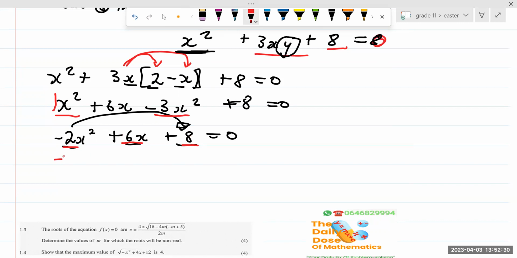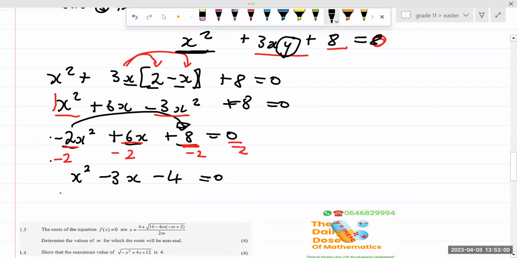So what you can do is divide by minus 2, divide by minus 2, divide by minus 2, divide by minus 2. If you do that, you are going to have x squared. A negative and a negative are going to give us x squared. If I say 6 divided by minus 2, it gives me minus 3x. And if I say 8 divided by minus 2, it gives me minus 4, which is going to be equal to 0. And then I think I can find factors of this one without going the long way.